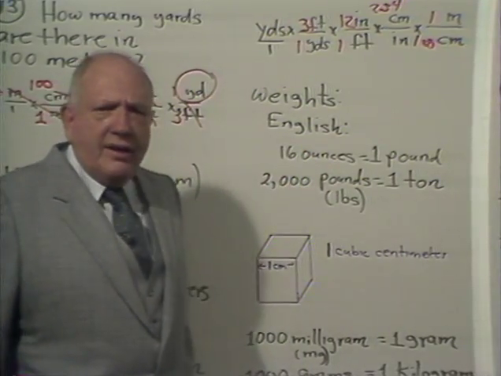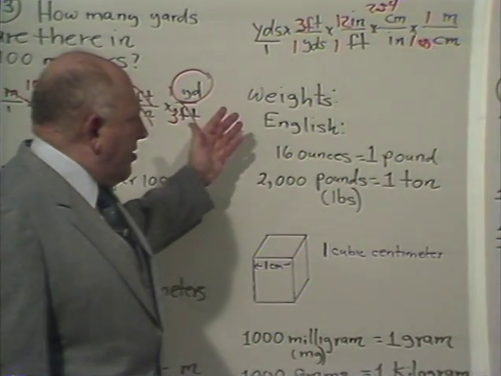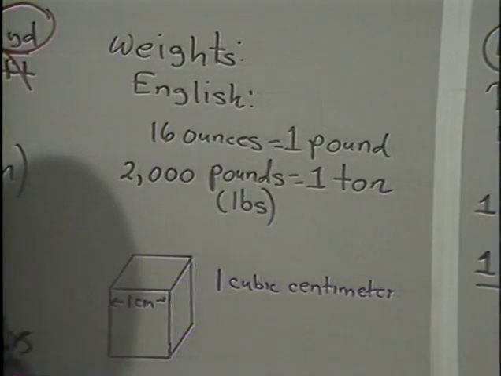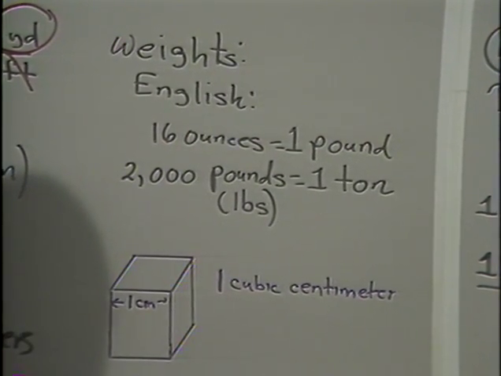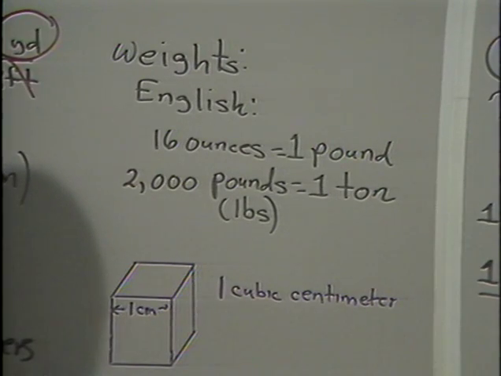Let's switch now to handling weights. In the English system, they picked something called a pound. That was also not just a weight, it was also a money thing.